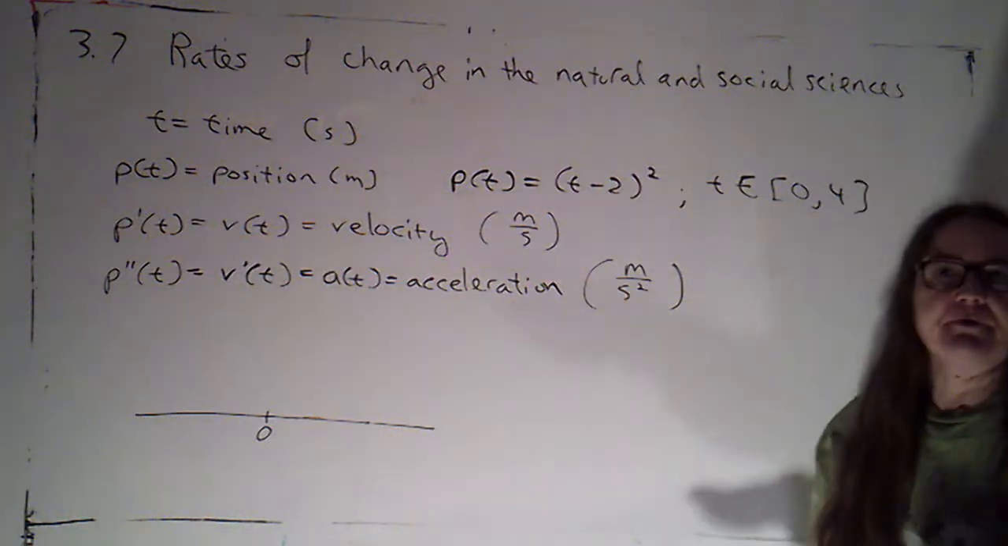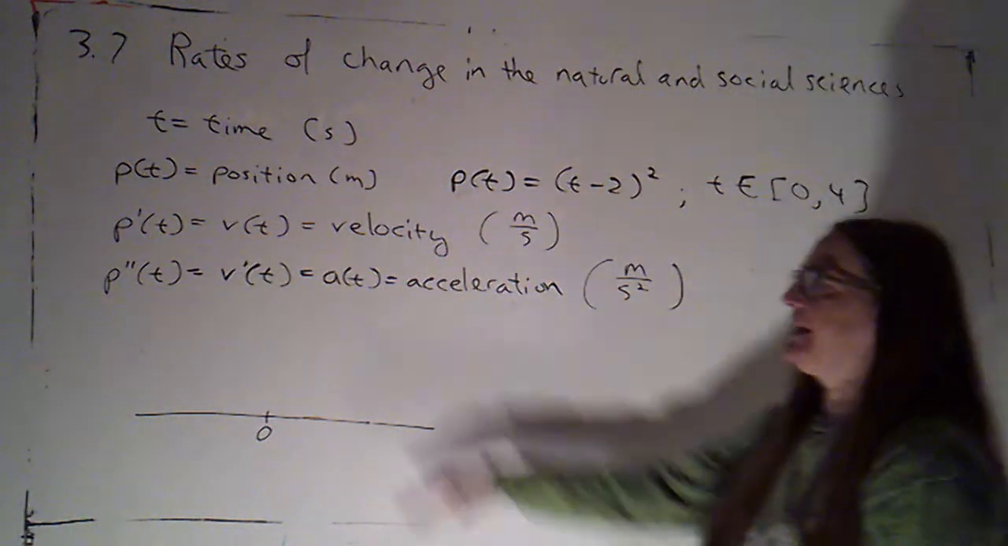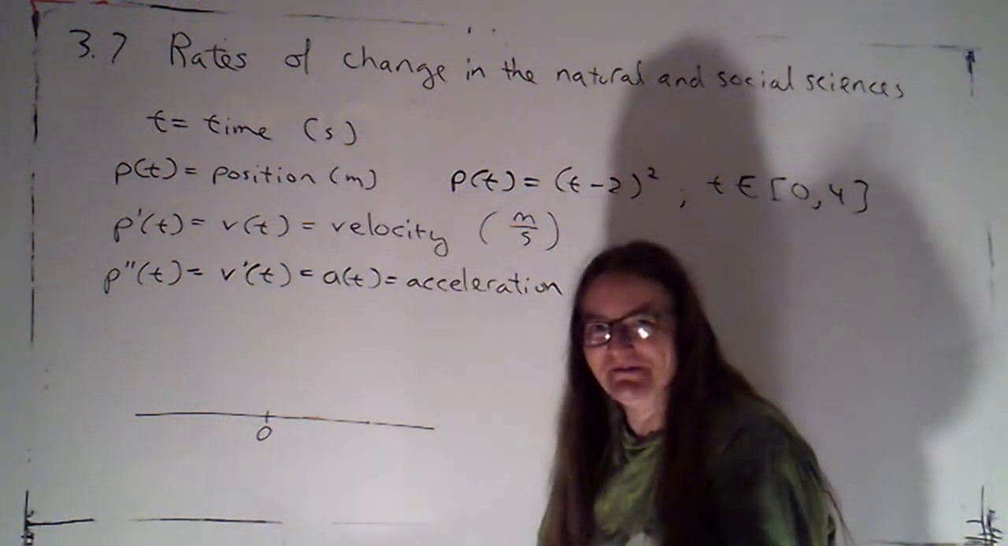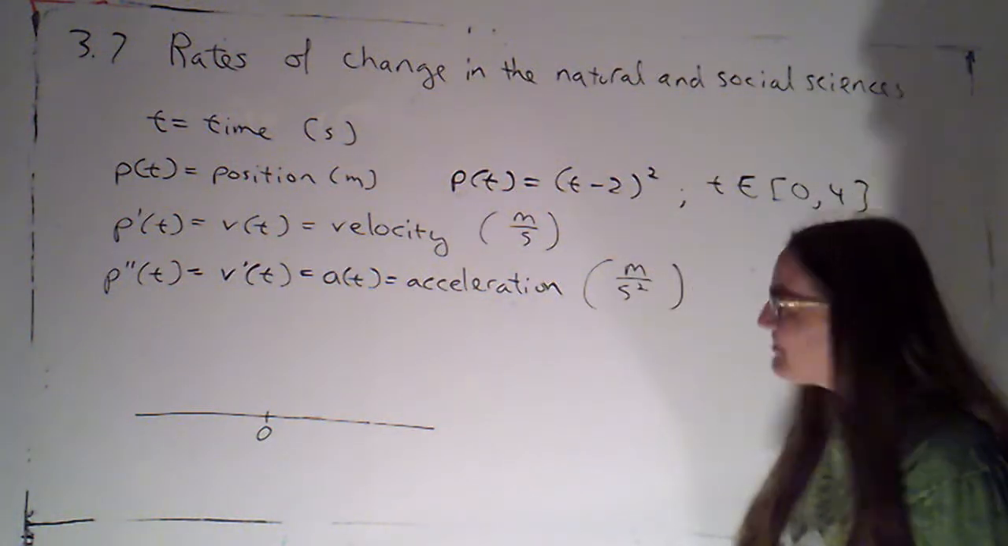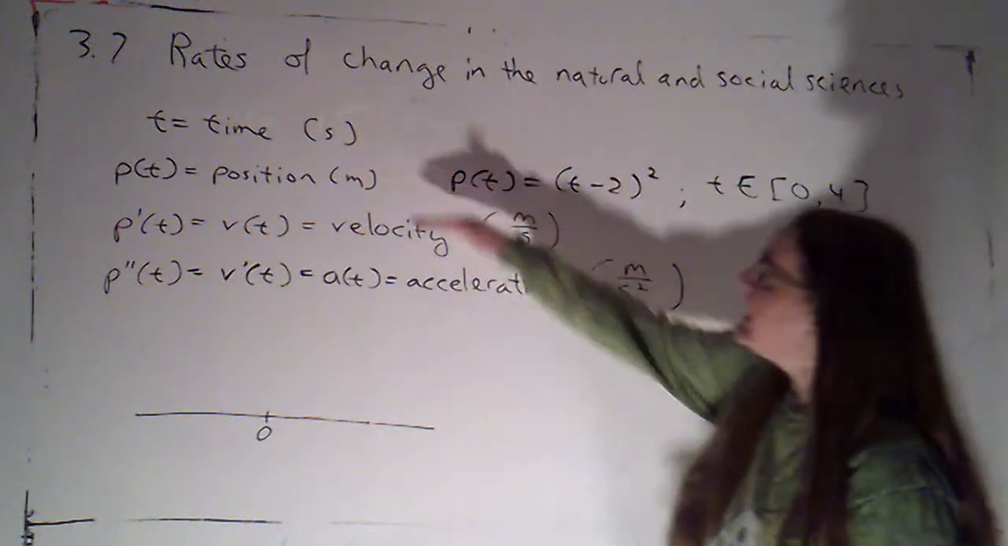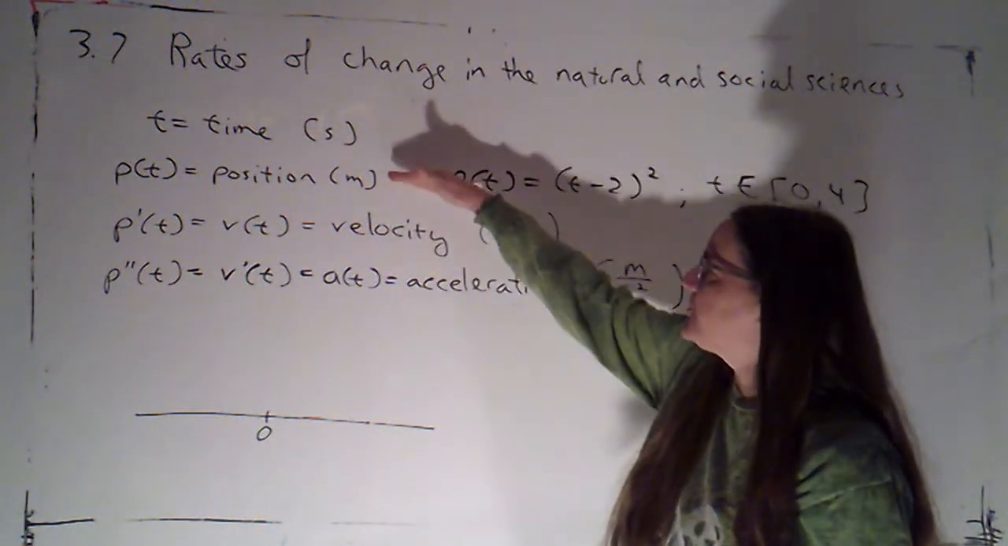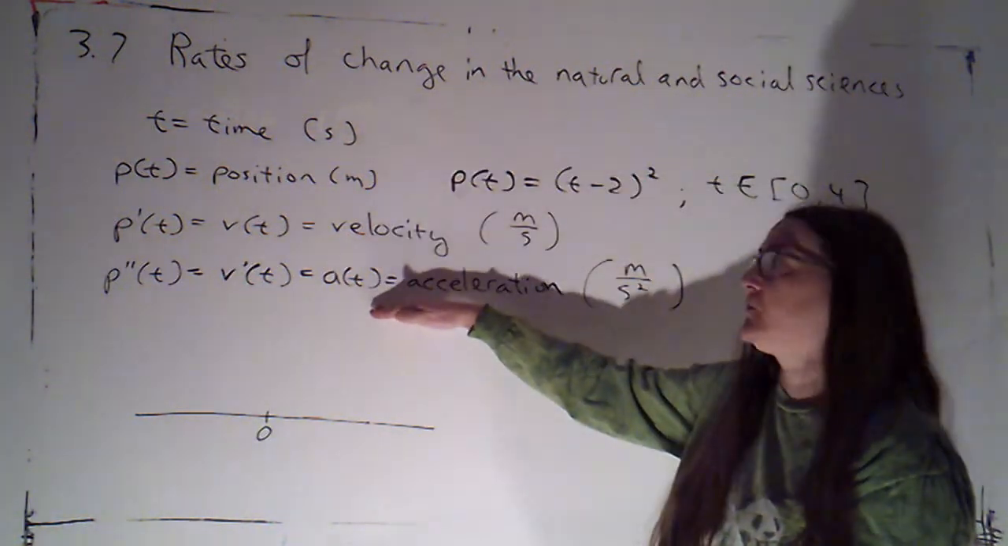Now, I said there were 3 functions. There are actually infinitely many, because of course I could keep taking derivatives forever and ever and ever. Actually, I said there were 4 functions. Okay, there are infinitely many. Okay, here are 3 of them, the position function and the first 2 derivatives.